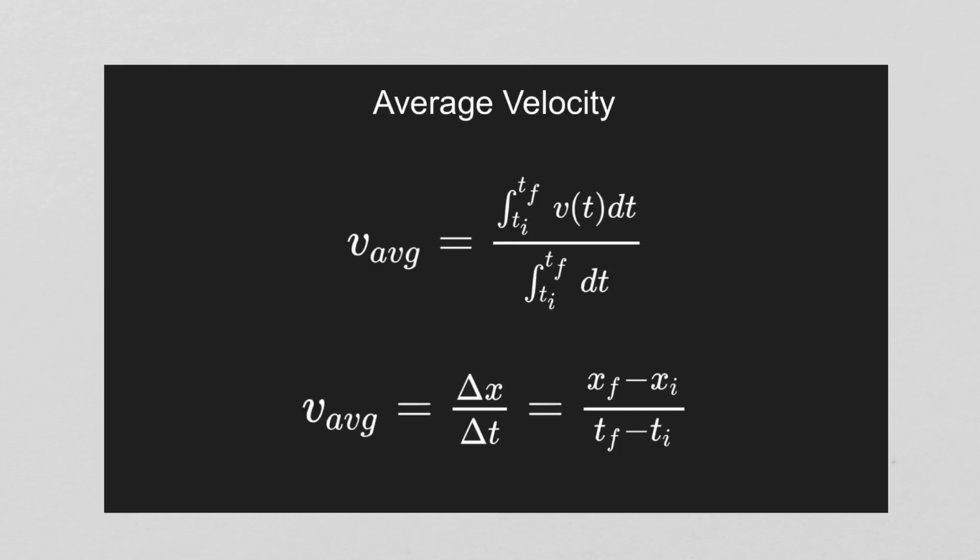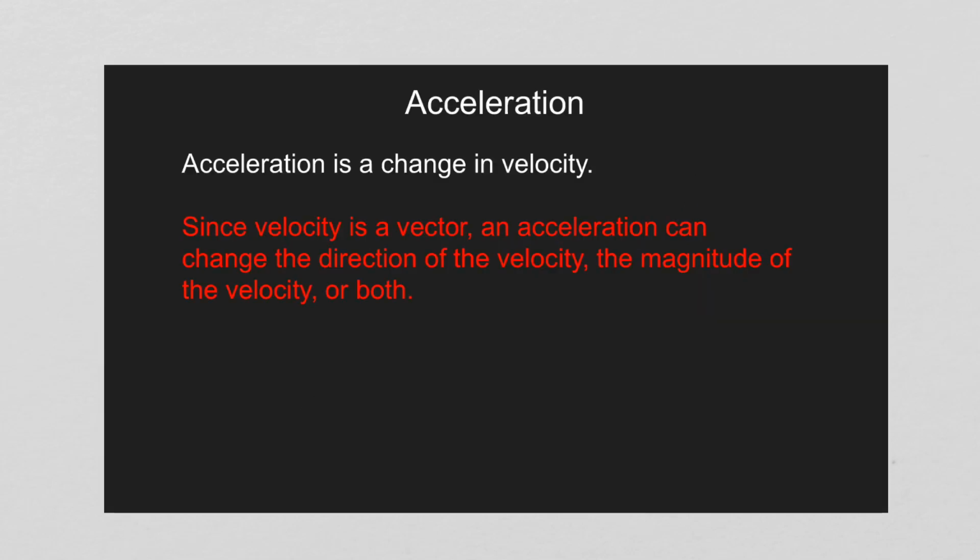Yay, math. Now, if you're looking at an average, this is just total delta x, your total displacement over your total time. All you care about when you're looking at an average is where you start and where you end. You do not care what happens in the middle. But velocity can change as well.